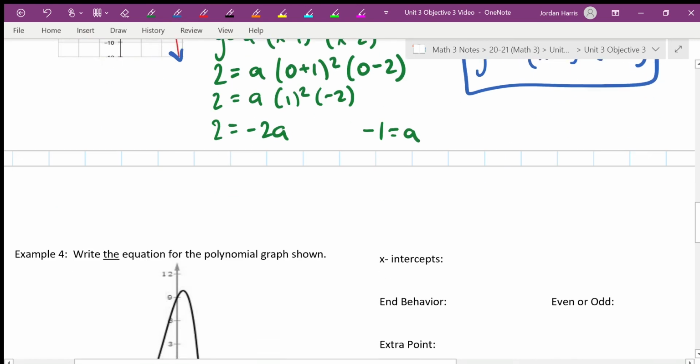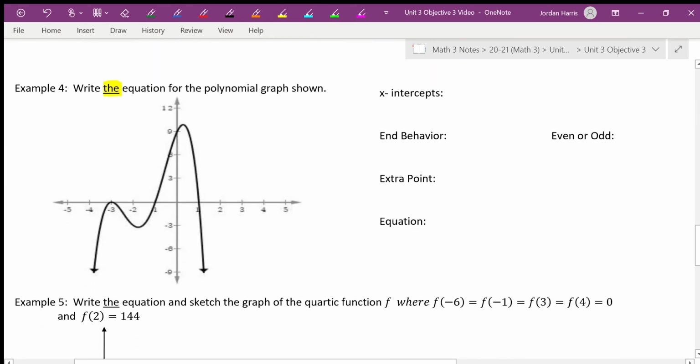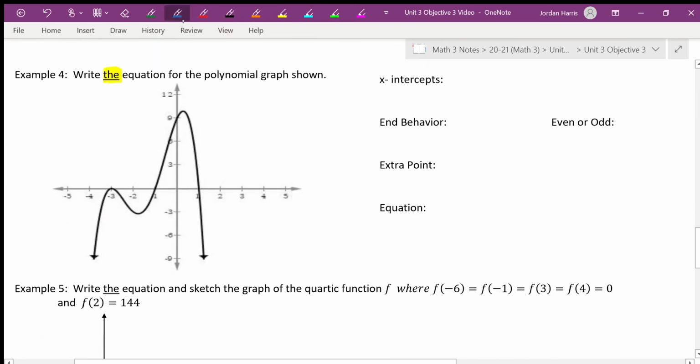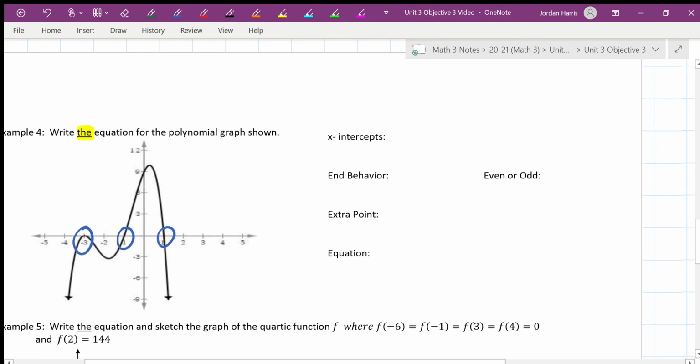So pay attention. Example 4, write the equation. So once again, we've got to get the full picture here. I have 3 intercepts, right? We just look, where does it cross or touch the x-axis? So (-3, 0), but that one's a multiplicity of 2 because I'm touching or bouncing. (-1, 0), it's kind of cut off, but that is negative. And (1, 0). My end behavior is down, down.